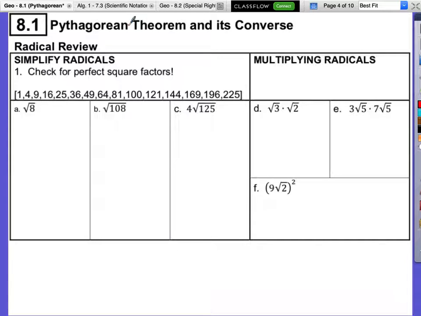The square root of 8. Can we make it the square root of 4 times the square root of 2? Wait, how can we make it the square root of 2? 2 doesn't have a square root. We can make it the square root of 4 times the square root of 2. So 2 does have a square root, it's just not a perfect number.